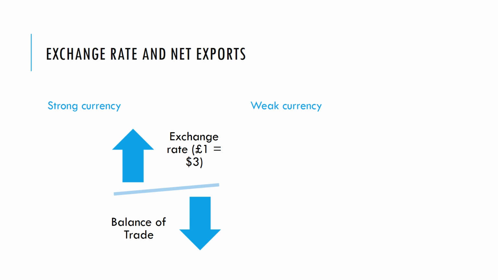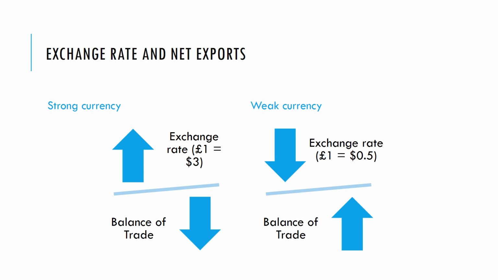On the flip side, a weak currency, WIPDEC, might be the phrase we might use. If the exchange rate got weaker, so £1 only bought 50 cents or half a dollar, then we'd expect an improvement in the balance of trade. More exports because they're cheaper, less imports because they're more expensive.